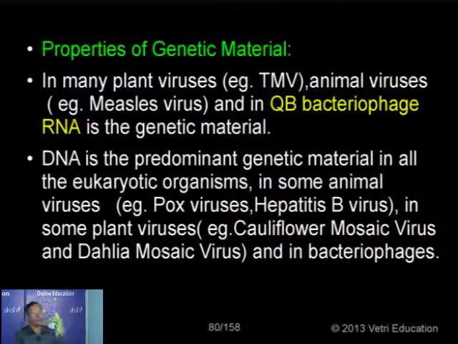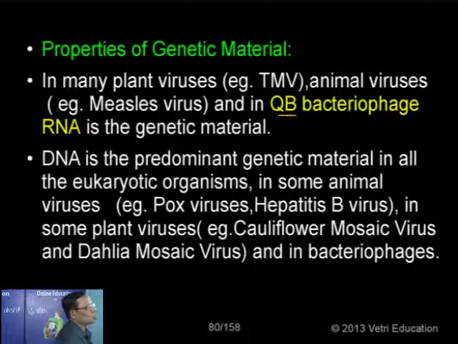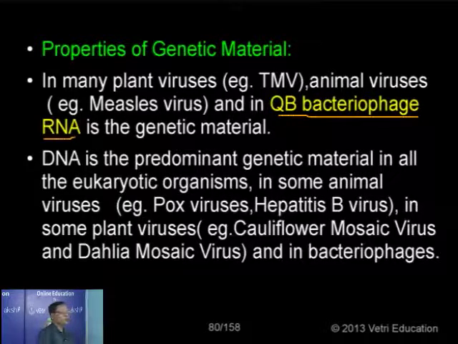Now what are the properties of genetic material? You know that the genetic material has its own property, either DNA or RNA. If you take, for example, the plant viruses, many plant viruses excepting one or two, and some animal viruses, for example the TMV, the tobacco mosaic virus, and animal viruses like measles virus, and also one bacteriophage, what is called Qβ bacteriophage. So in these virus particles, we normally have RNA as a genetic material.